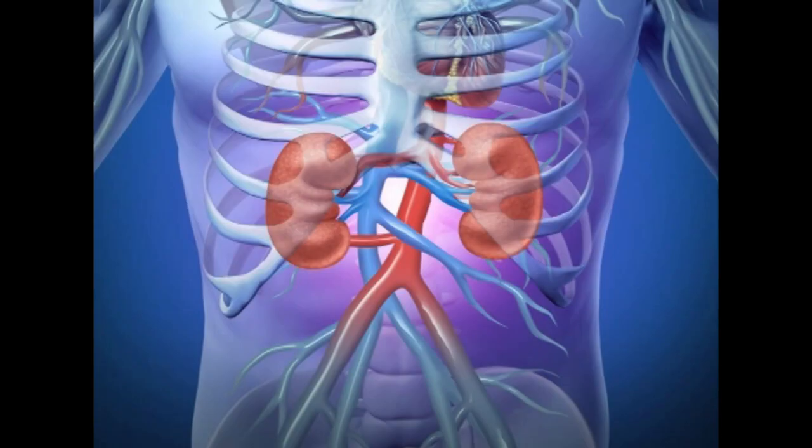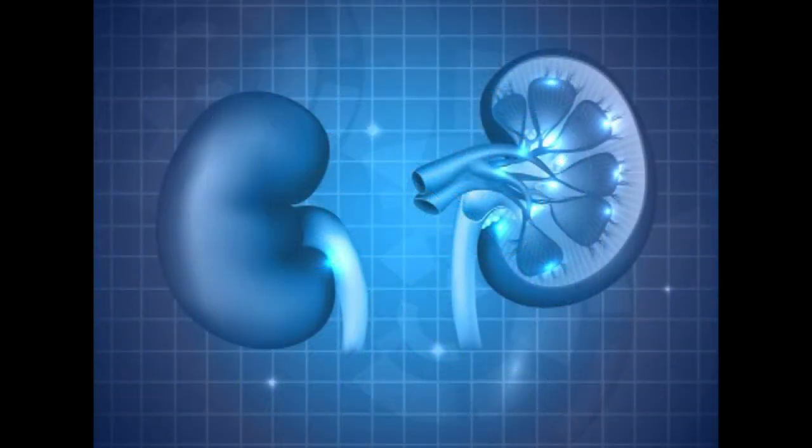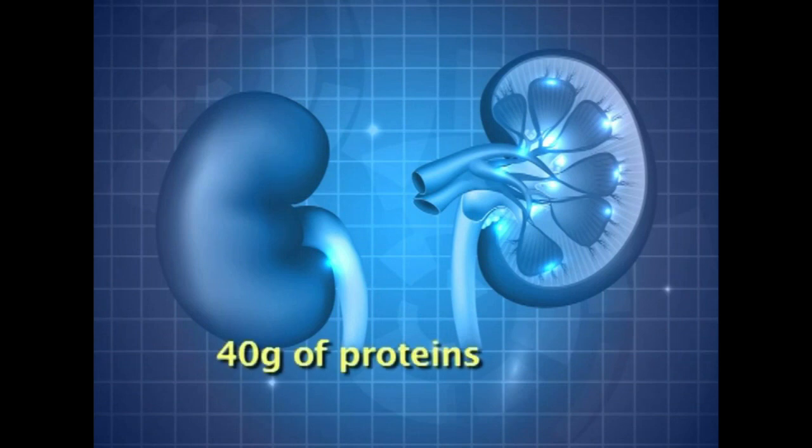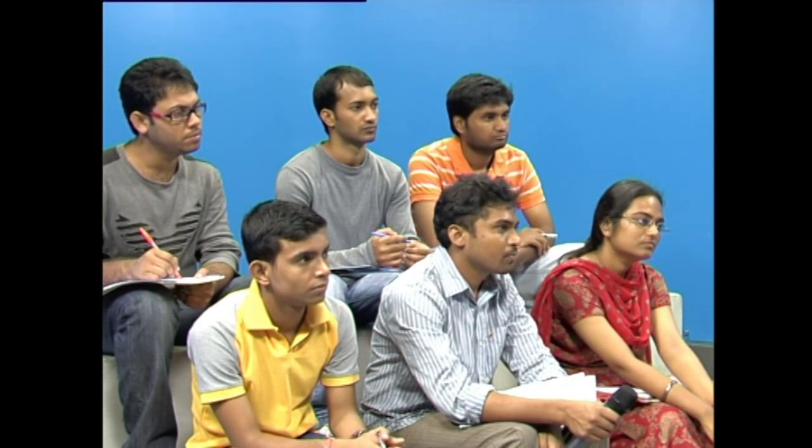Now, first let us look into the protein intake, and that has to be regulated. Generally, it is suggested that a patient can be given 20 to 40 grams of proteins. Of course, care has to be taken that a maximum of 40 grams of protein only can be given, because we do not want to have any stress on the kidneys. Protein rich foods imply excess of urea, creatinine, animal foods, purines and pyrimidines.